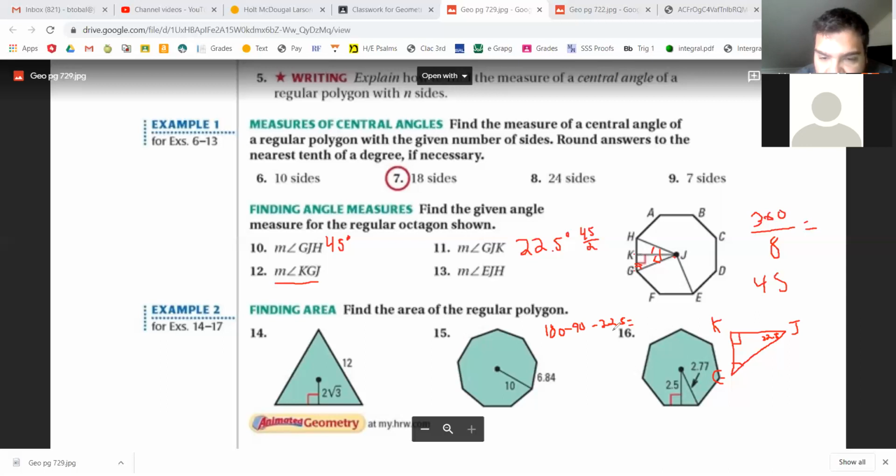So angle G, doing all that math, should be 90 minus 22.5, which is 67.5. So this angle right here is 67.5. So use what you know about right triangles to find that angle.